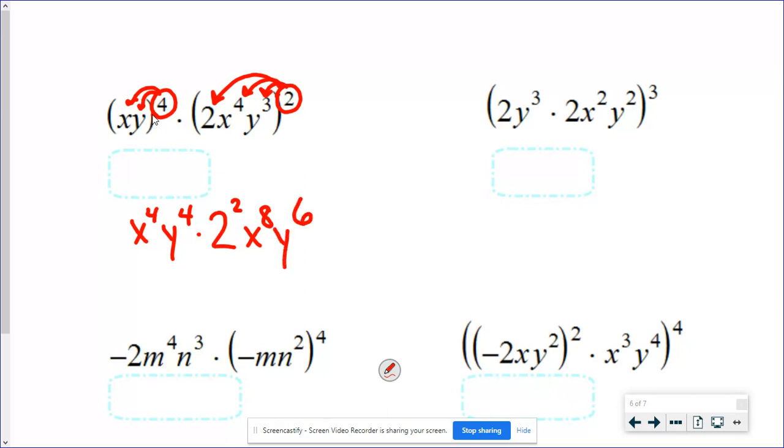Now, we said 2 to the 2nd power is 4, and we always want our coefficients, our numbers, out in front. Looking at x's, I have an x to the 4th and an x to the 8th, which gives me x to the 12th. And then a y to the 4th and a y to the 6th gives me y to the 10th.